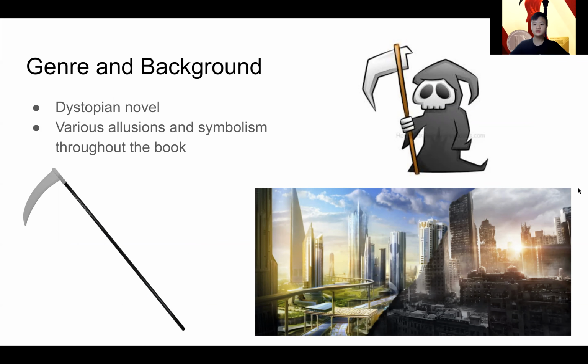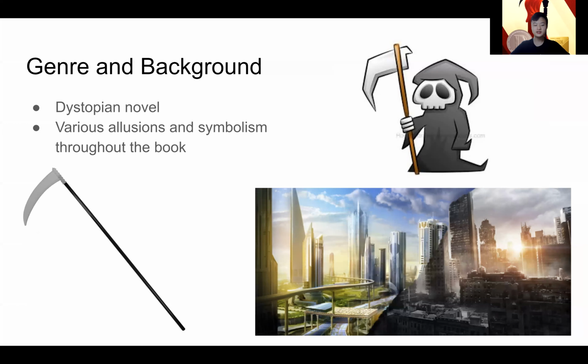Some background and genre information. Scythe is a dystopian novel. What does that mean? Dystopian is often compared with utopian, and they're about the future. While utopian fixates on the world being a paradise in the future, dystopian is quite the opposite. Dystopian novels are filled with suffering and injustice. And while you read the book, the world might not seem so bad, but the discontentment of people makes it a dystopian novel.